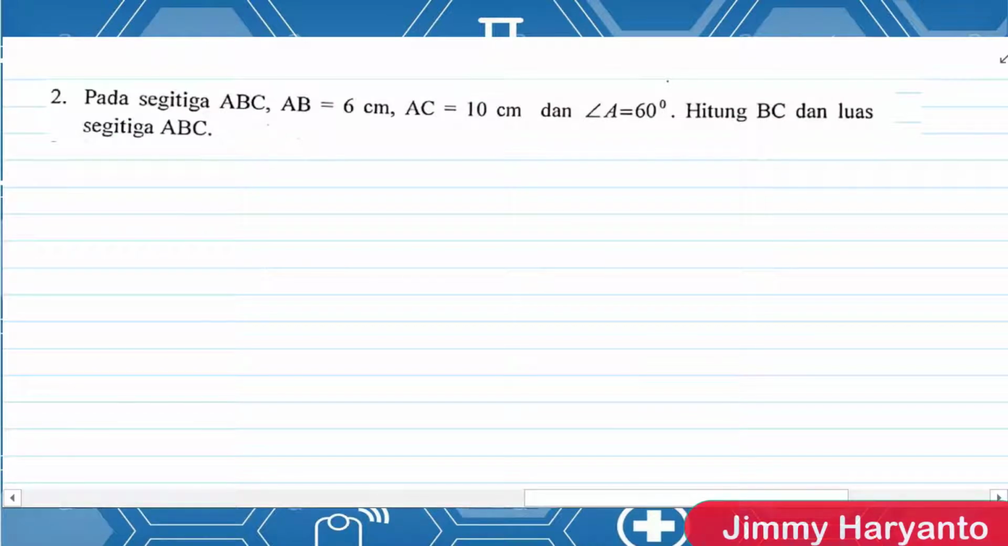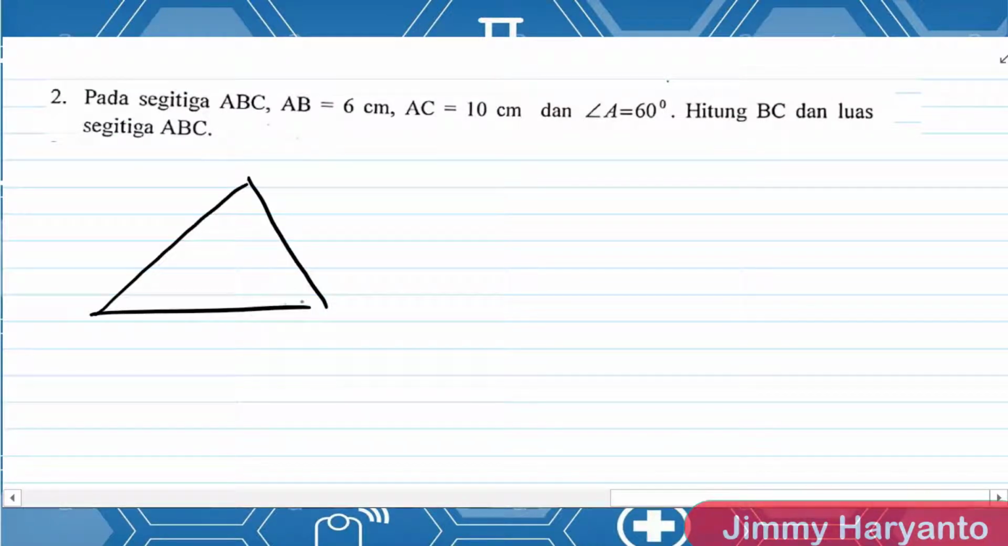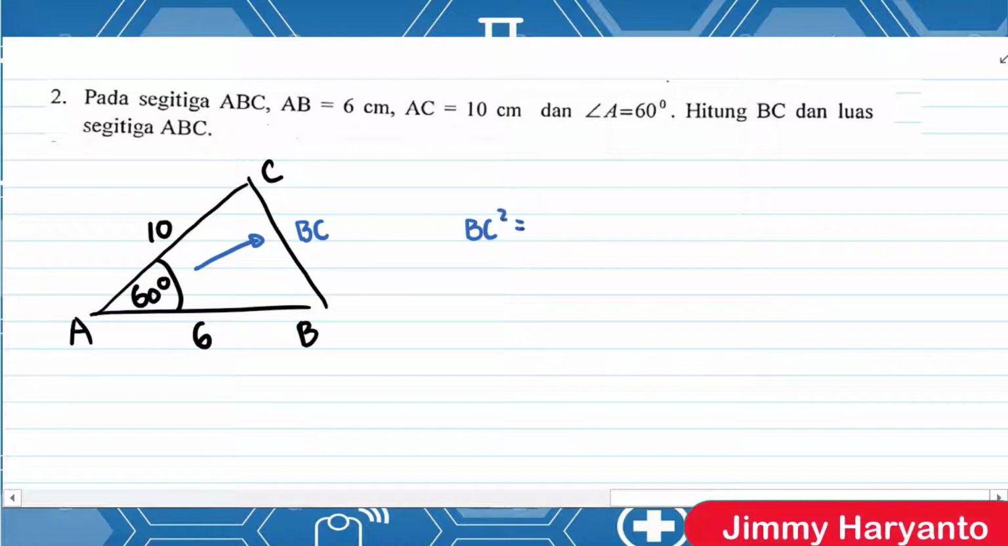For number 2, we have triangle ABC also. So I draw the triangle ABC, A, B, and C. AB equals 6, AC equals 10, and angle A equals 60 degrees. After that, calculate BC. To calculate BC, we will use the cosine rule because there is only one angle. So BC squared at the front, and cos 60 at the back.